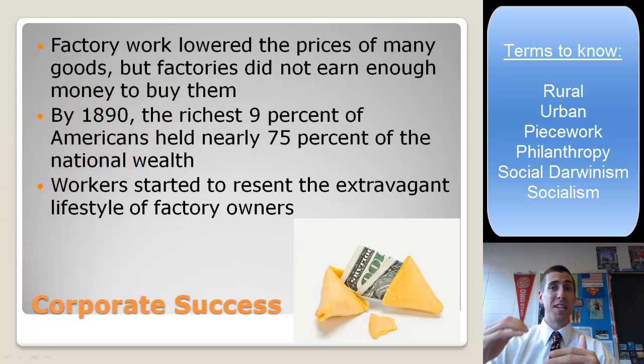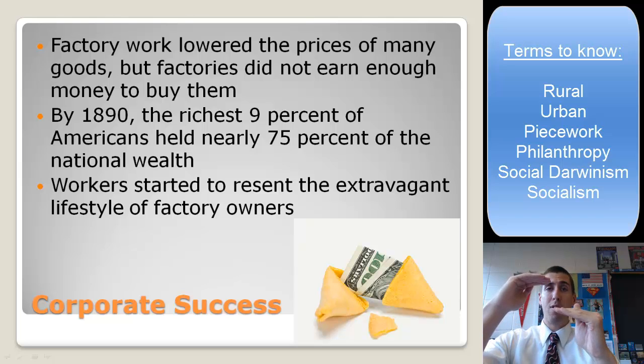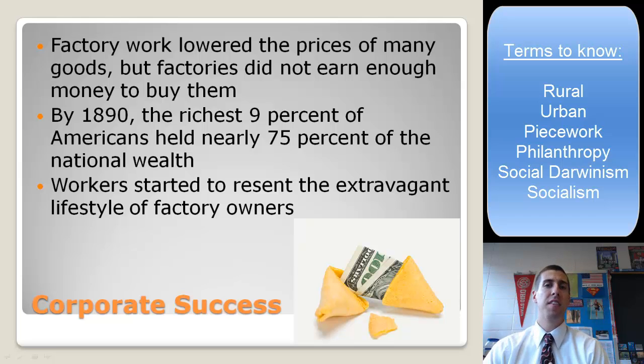So we get what's called a disparity of wealth. Now, disparity is just a fancy pants term for gap. So we get a growing gap in social classes. The rich start to get richer and the poor start to get poorer. So this is called a disparity of wealth. They start to separate in how much money they actually have. You could see the statistic that by 1890, the richest 9% of Americans held nearly 75% of all the nation's wealth. So 9% of people have 75% of the money.